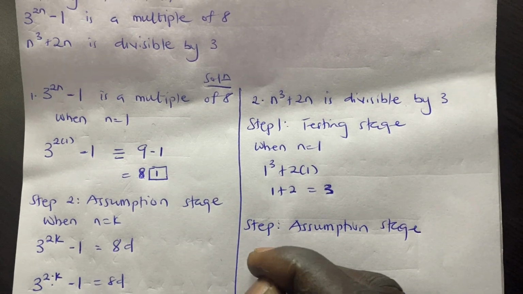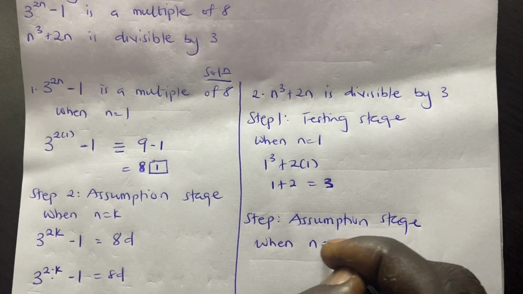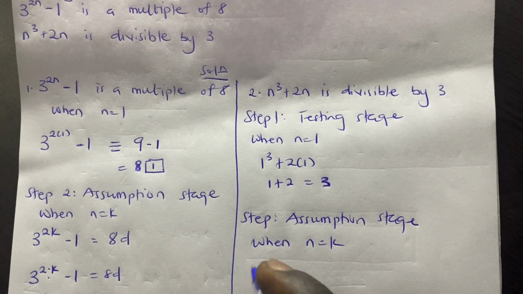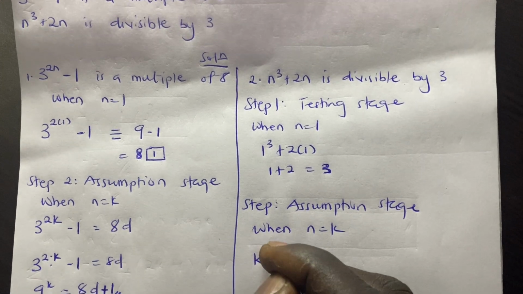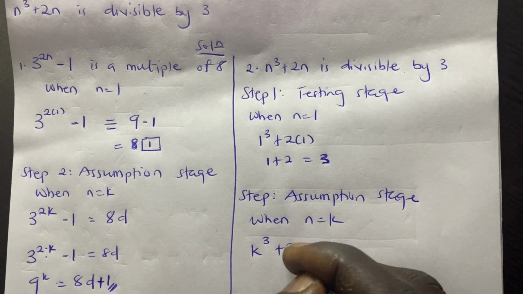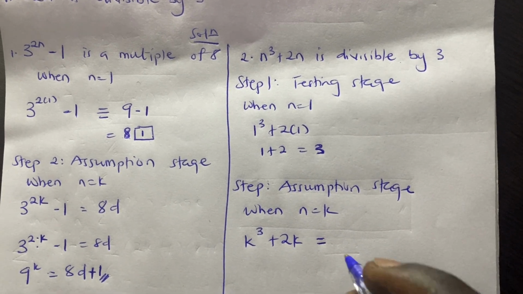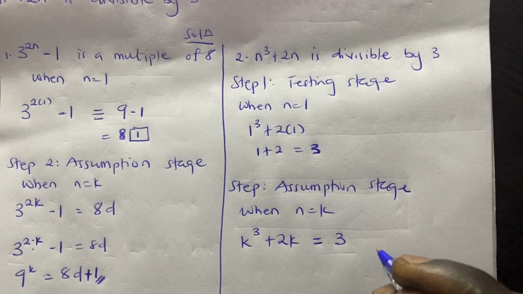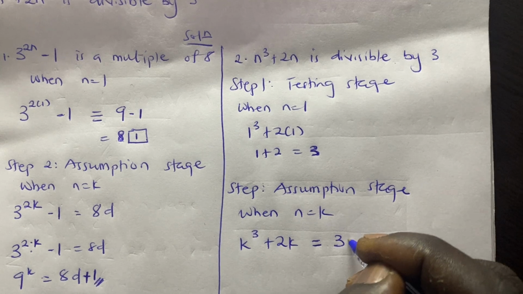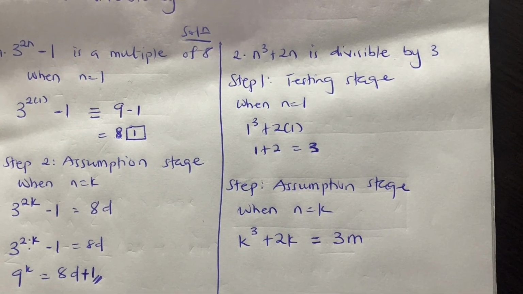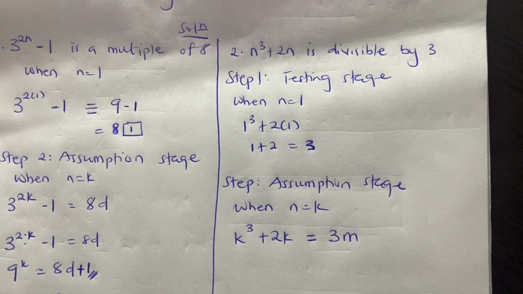we are now going to assume. So when n is equal to k, wherever we see n, we put k there. So we are getting k raised to the power 3 plus 2k. And now it's going to be equal to 3 multiplying something, right? Say 3m. Please, I hope we get this one, right?